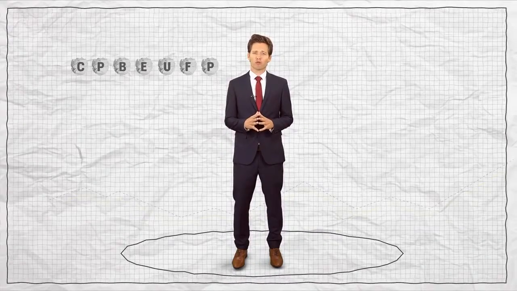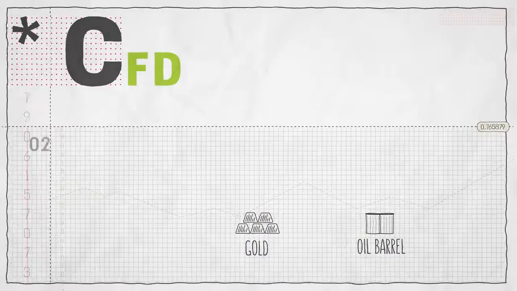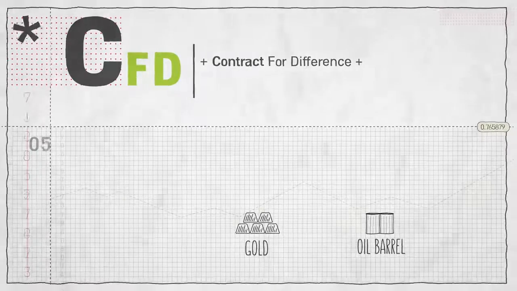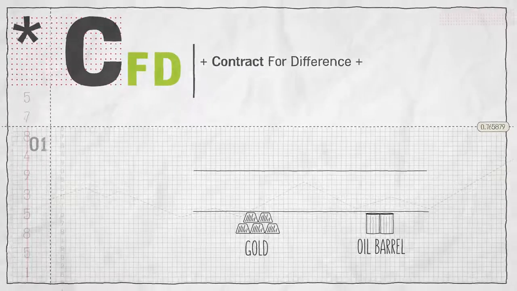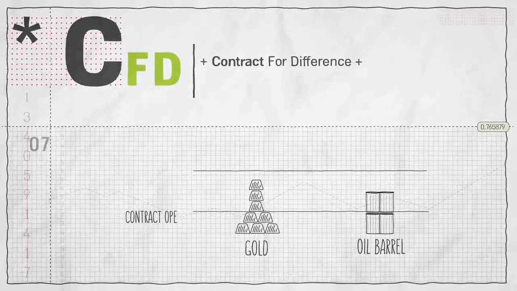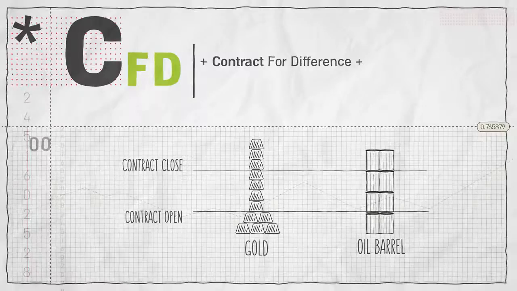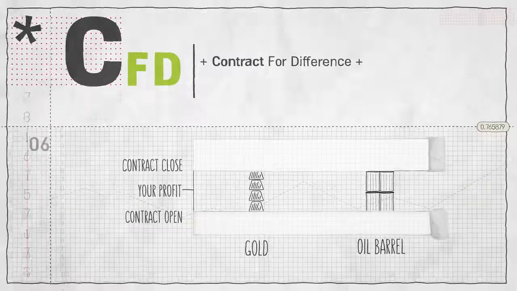Trading online means trading CFDs. CFD stands for contract for difference. In online trading, this means trading on the value of a financial asset between the time the contract is open and the time it is closed. Traders can earn money on the difference in price during that time.